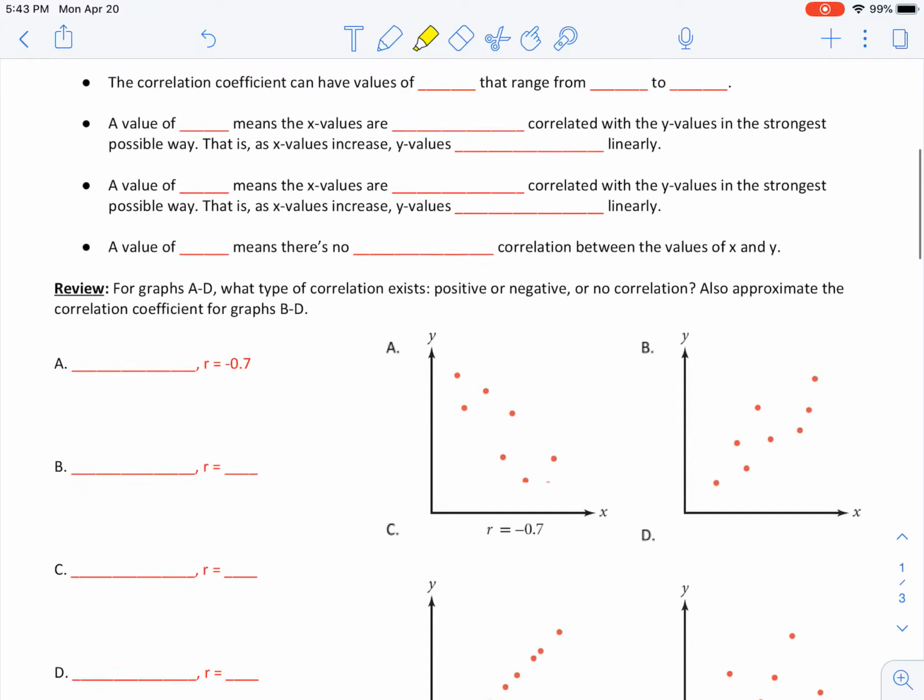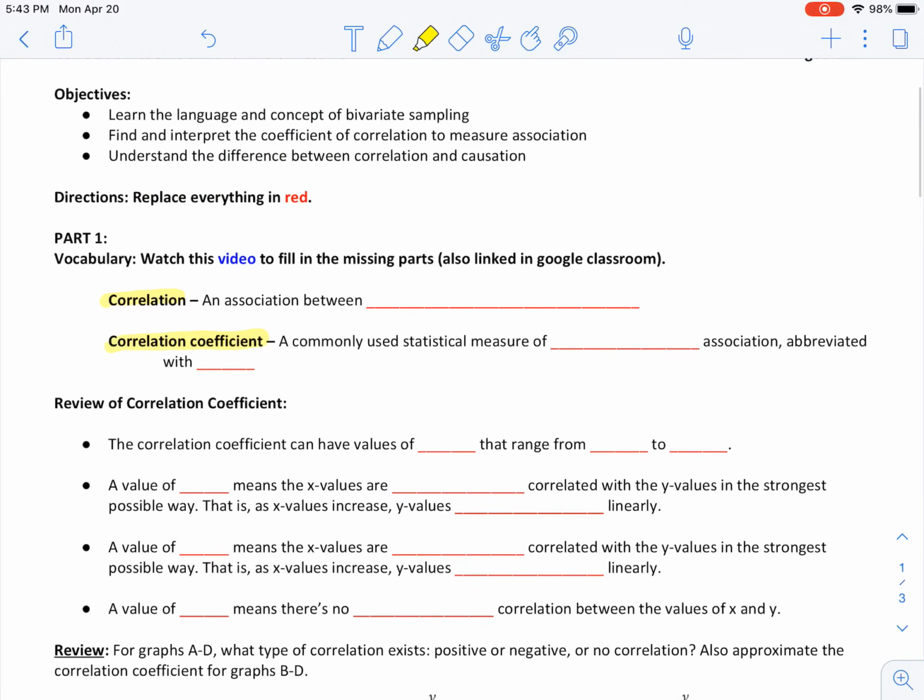All right, so a couple vocabulary terms here. Correlation is an association between two variables. And by the way, you will be typing in your answers on your own doc and then submitting that in Google Classroom. So anything in red, you need to fill in your answers.